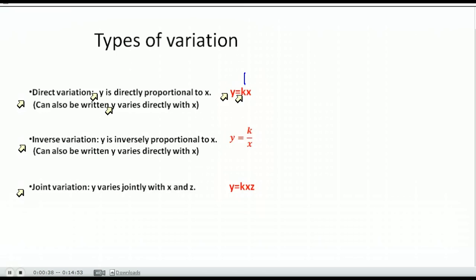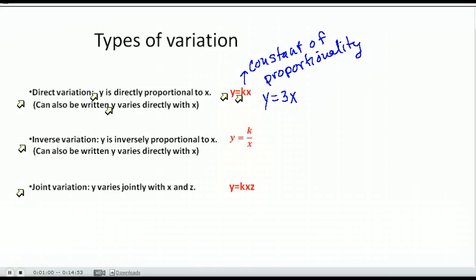Now this k is called the constant of proportionality, or in some textbooks, most of the ones I've seen, it's called the constant of variation. Okay, and what that means is, for example, this could be a variation equation, y equals 3x. Okay, y varies directly with x, meaning it changes by a certain factor, in this case a factor of 3.